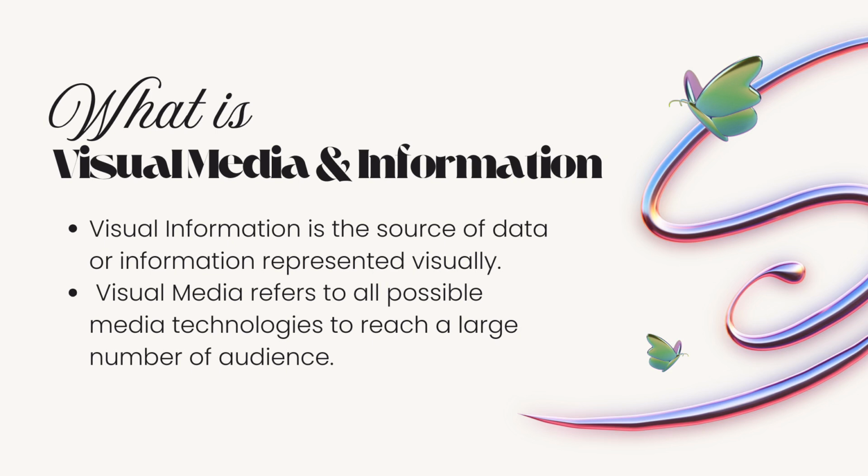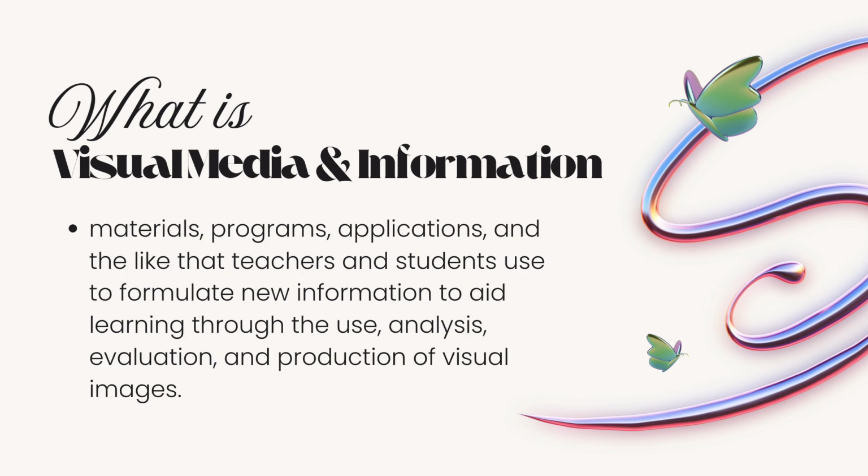What exactly is visual media and how does it serve as a source of information? Visual information is the source of data or information represented visually, while visual media refers to all possible media technologies to reach a large number of audience. To combine, visual media and information is the materials, programs, applications, and the like that teachers and students use to formulate new information to aid learning through the use, analysis, evaluation, and production of visual images.